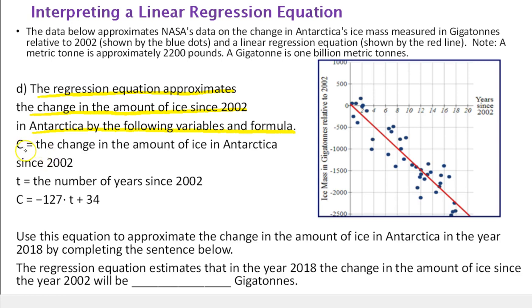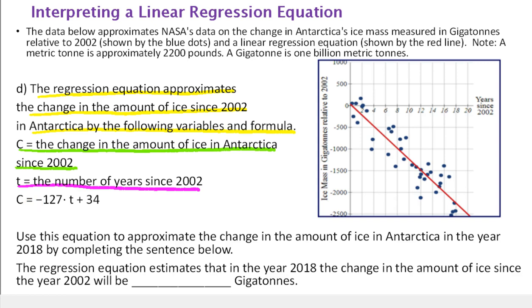Okay, so capital C, so we usually use a letter that associates with what we're looking at. So C for change. So capital C represents the change in the amount of ice in Antarctica since 2002. Okay, and T represents the number of years since 2002. And this is our formula that relates the number of years since 2002. If we put in any number of years, we can compute this expression and it will give us the corresponding change in the amount of ice.